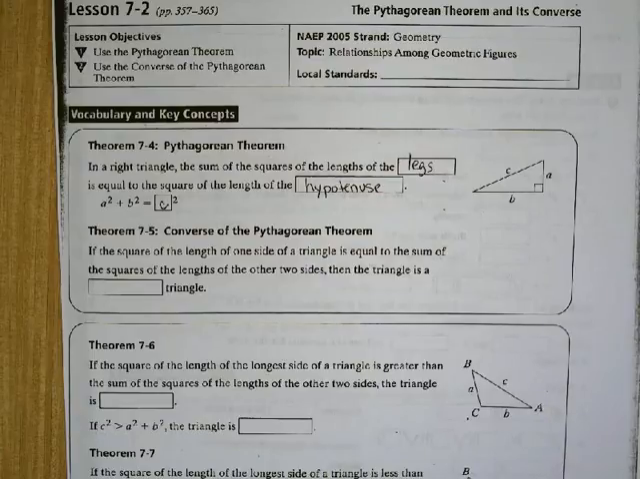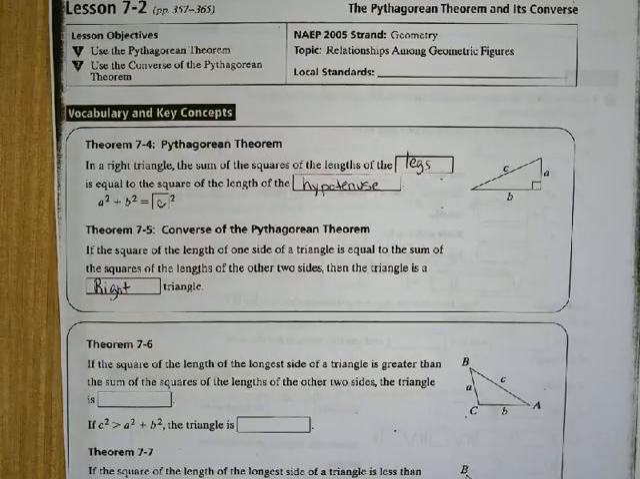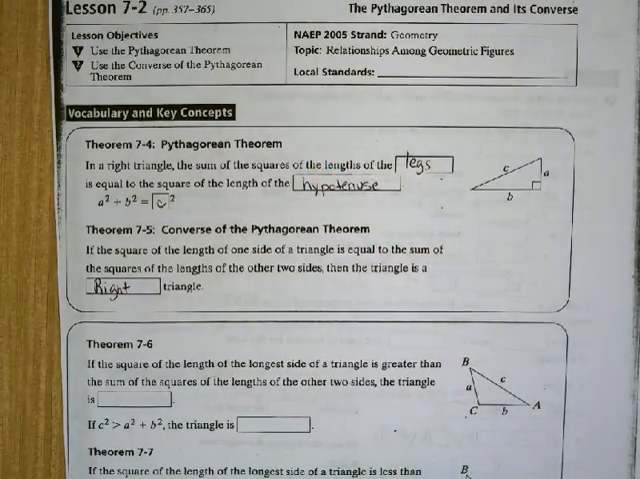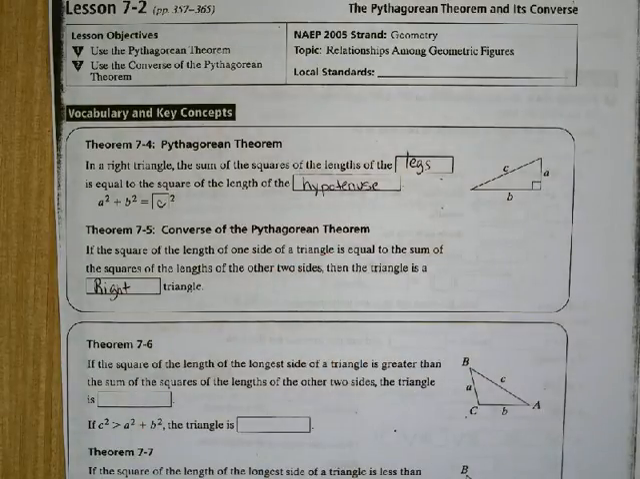If the square of the length of one side of a triangle is equal to the sum of the squares of the lengths of the other two sides, then the triangle is a right triangle. Now, here's what this is telling you. The one at the top, the Pythagorean theorem, says, in a right triangle, the following situation will always occur: a squared plus b squared will equal c squared. The converse says, if I give you a triangle and a squared plus b squared equals c squared, then you can conclude that that triangle is a right triangle. Because that characteristic is there, it has to be a right triangle.